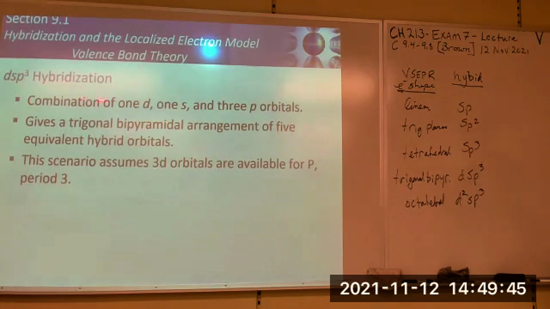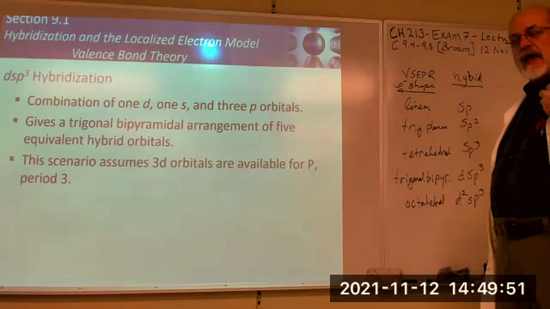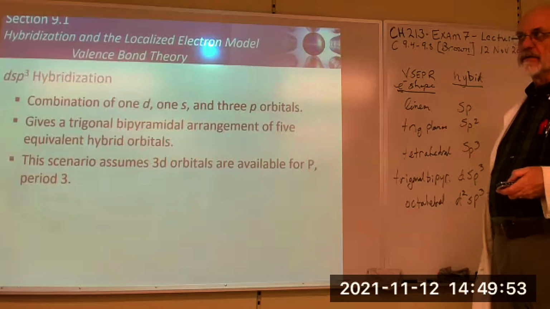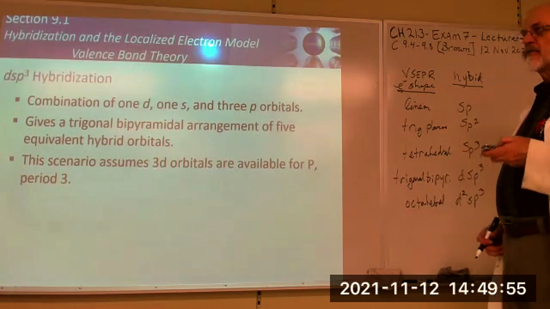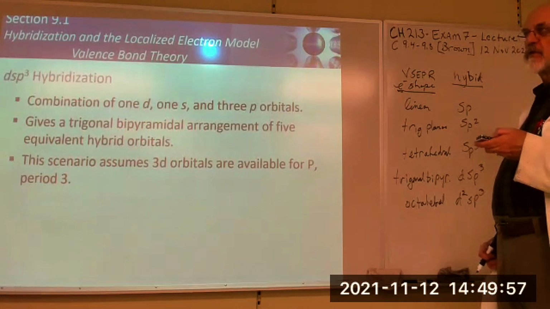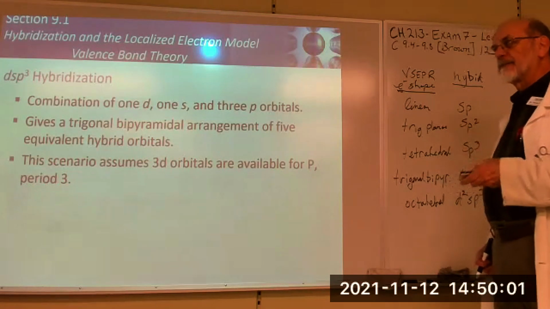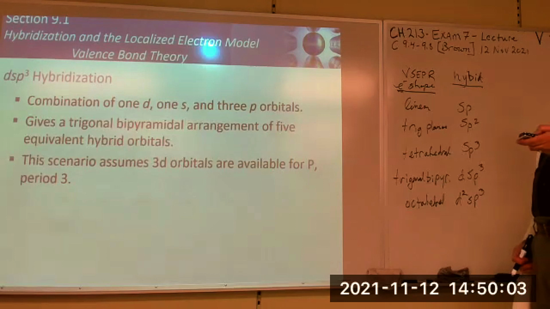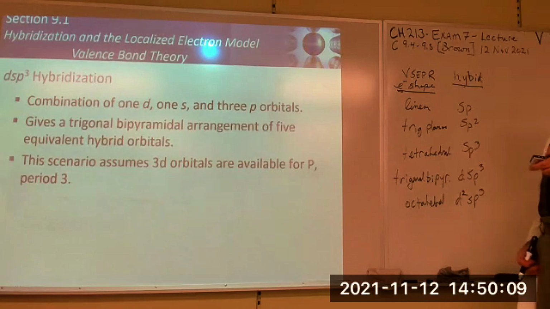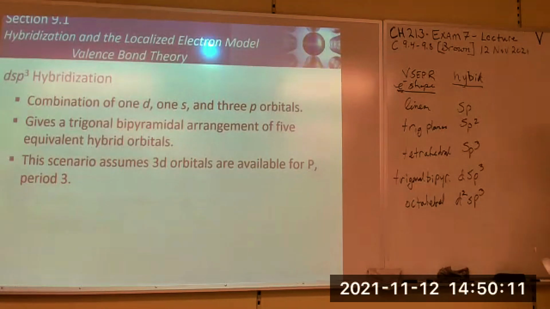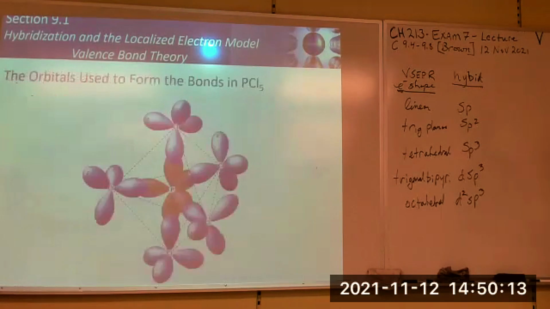dsp3 hybridized orbitals. Now this only works when the atom has access to d orbitals. So with phosphorus, yeah, phosphorus is in the 3rd period. It has access to 3d orbitals. So that works. You can't hybridize up here with d orbitals because the 2nd period doesn't have access to them. 3rd period does have access, and beyond.